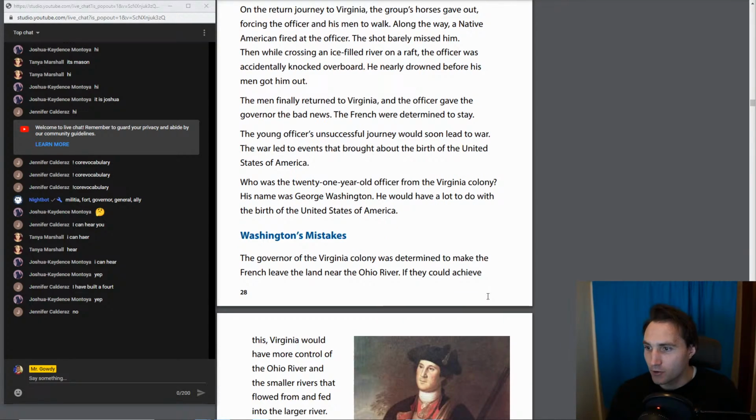All right, so a cool little story about the young George Washington, about him traveling, and now you can kind of see the foundation of why he wanted to separate from the British Empire and to create the United States, its own country and its own government.